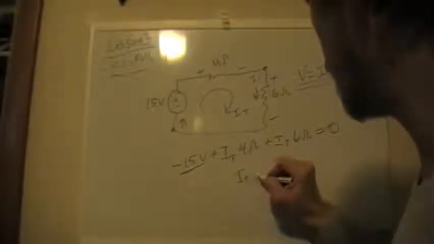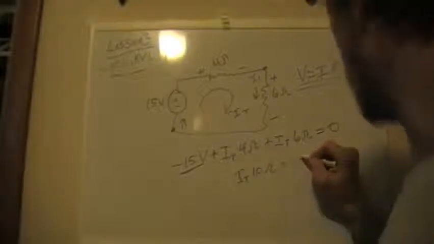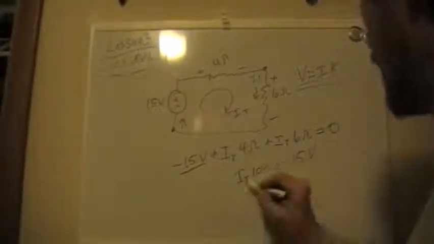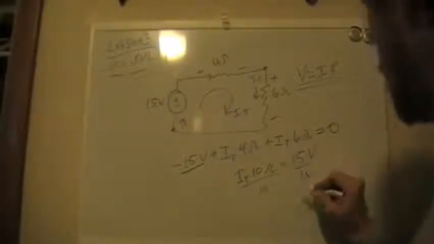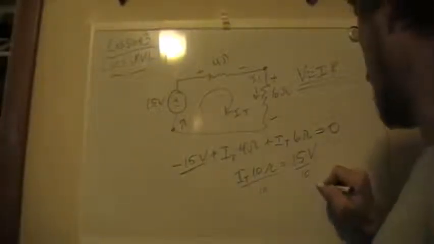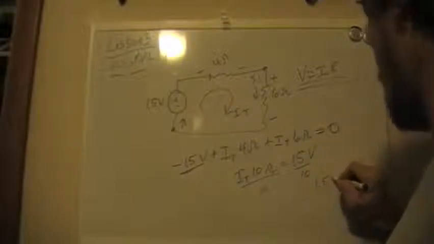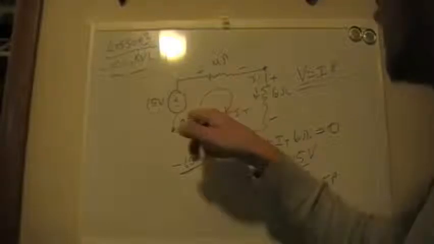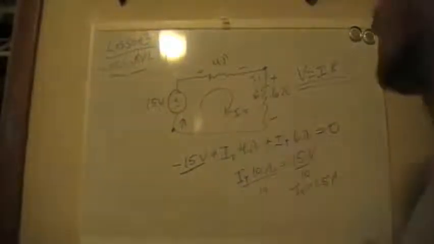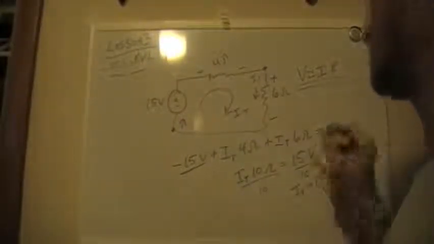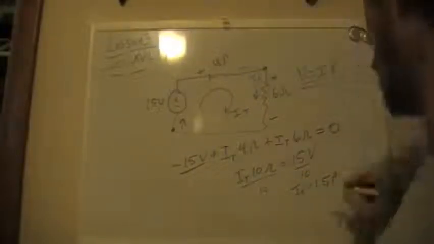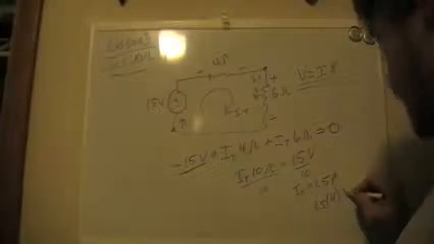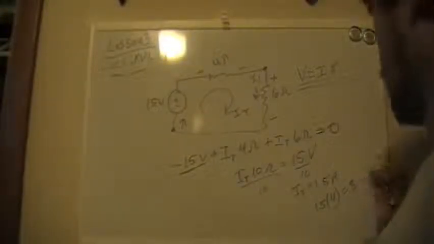So we're going to get IT times 10 ohms equals 15 volts. And then I can just divide both sides by 10, and what I end up getting is 1.5 amps going through the circuit. So we were able to find the total current going through each element in this circuit, and then if we wanted to find the voltage across each part, we can just take this 1.5 and multiply it by 4, and I think we're going to get like 8 or something like that.